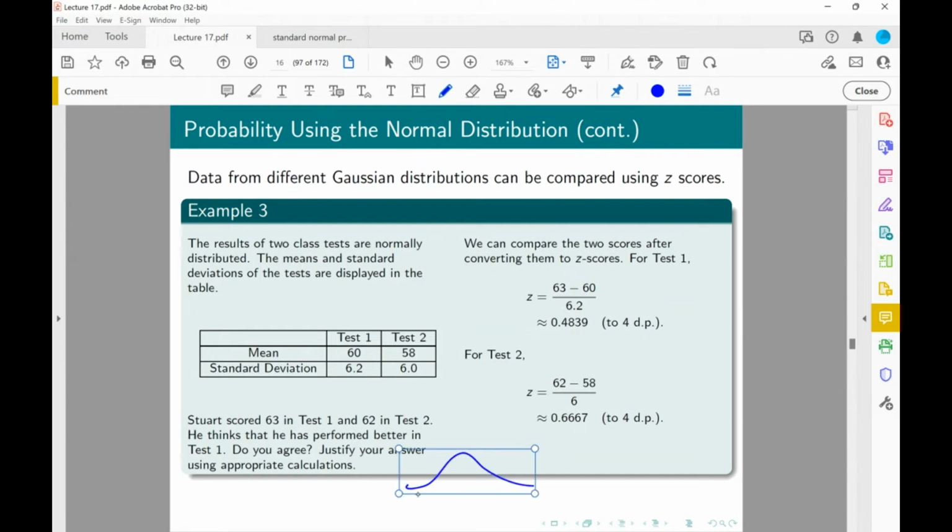So if we clarify it this way, in test 2 he probably did better than more people. He did better than a higher proportion of people versus test 1. So this is a higher Z score. So test 2 was done better if you compare to the rest of the students. That's what I mean by it giving us a common ground to compare.